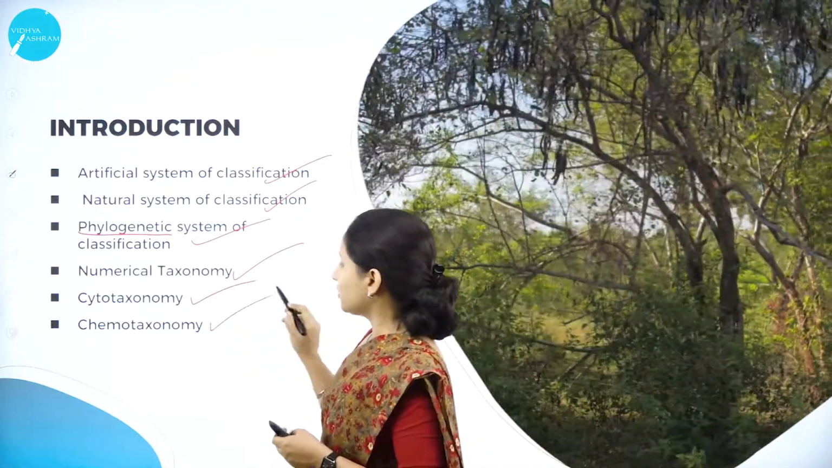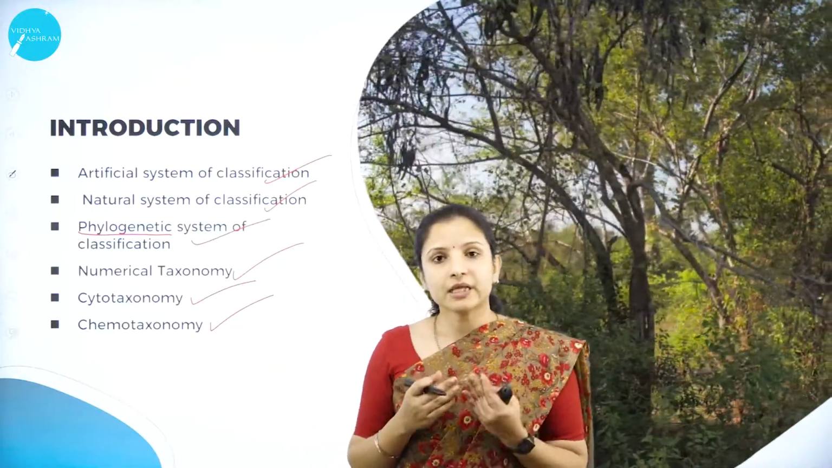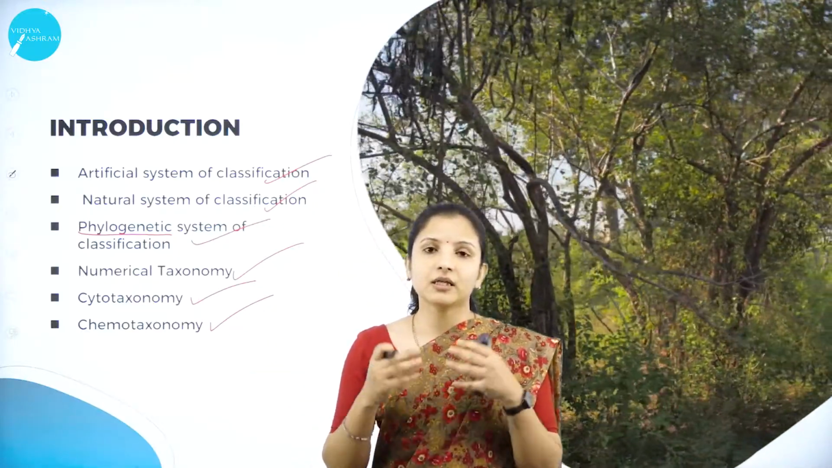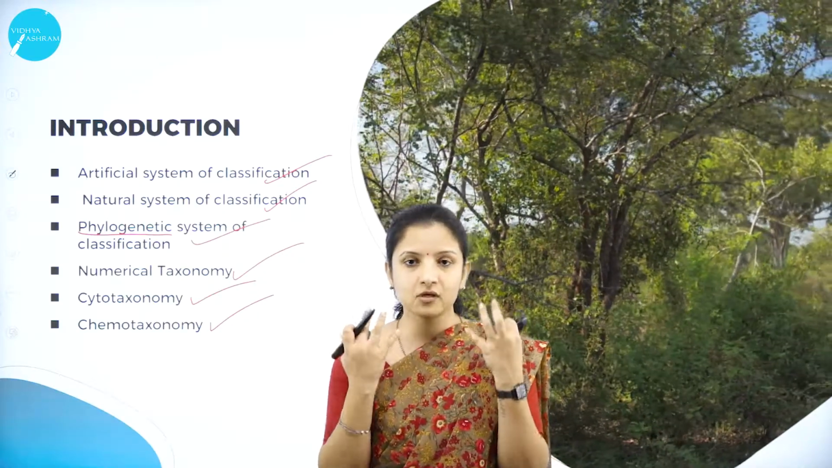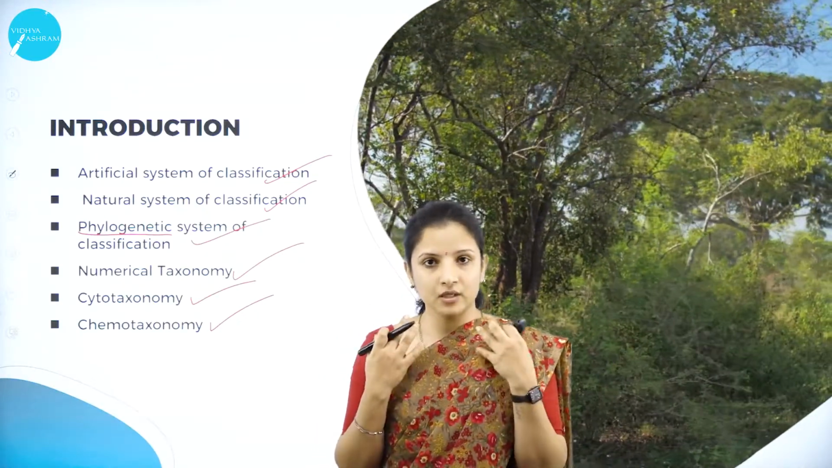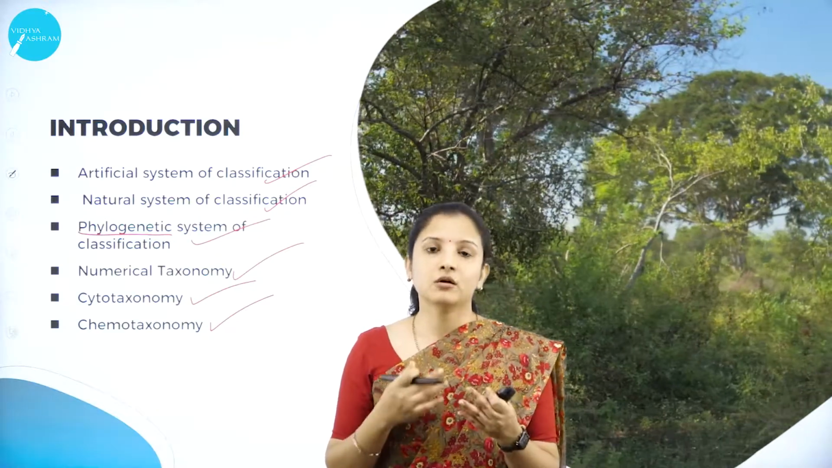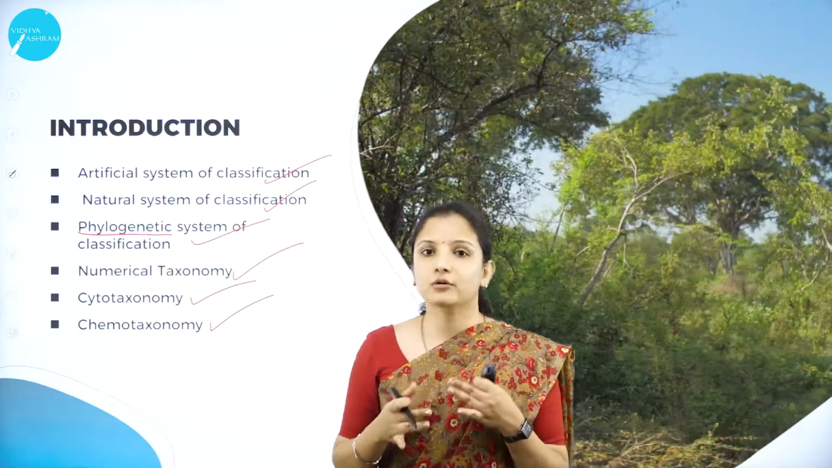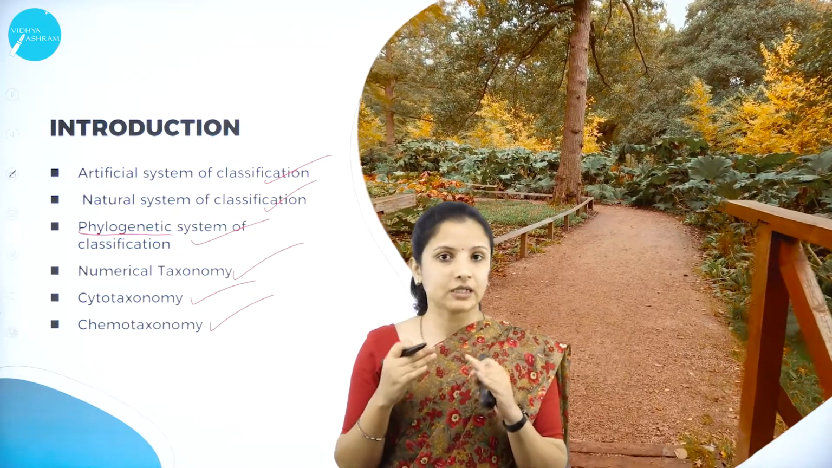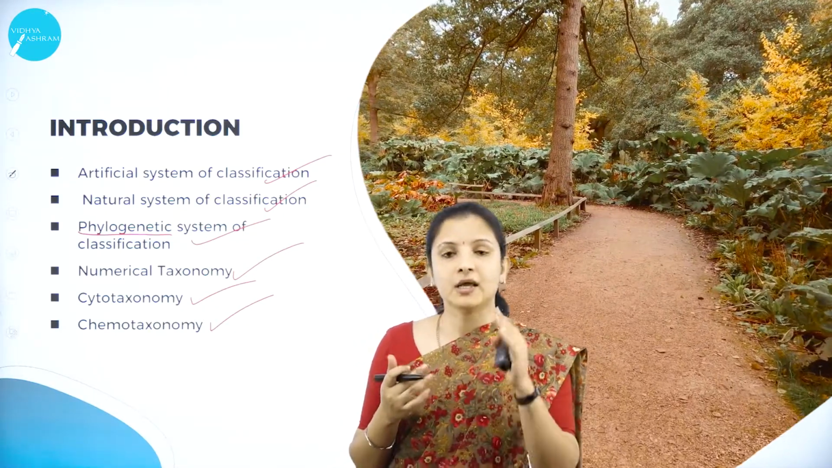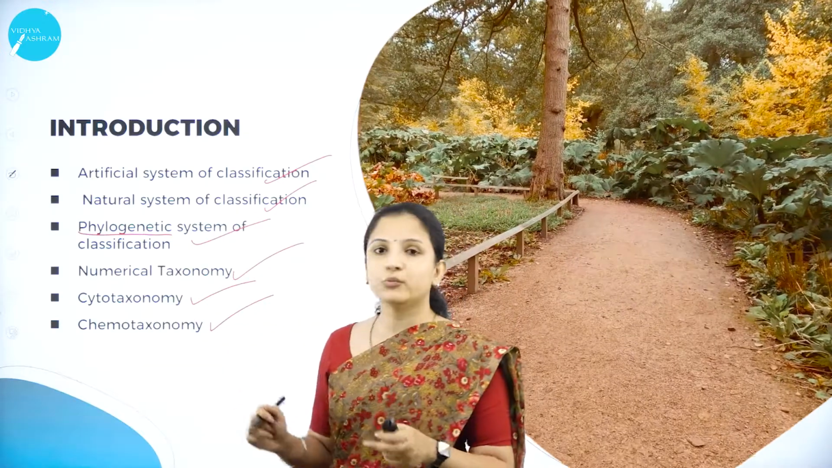Next, moving on to chemotaxonomy. Sometimes there are chances wherein even the observation doesn't give us the correct result, because whatever observation we do with our naked eye, the structural observations, the morphological observations that we do on a plant or an animal, will not give correct information. Some errors may happen. At that time, we can go in for chemotaxonomy.